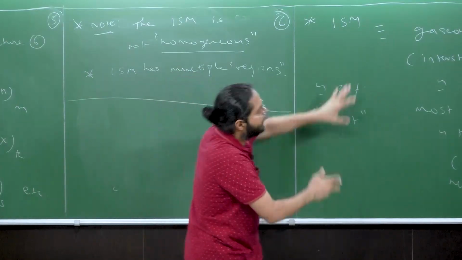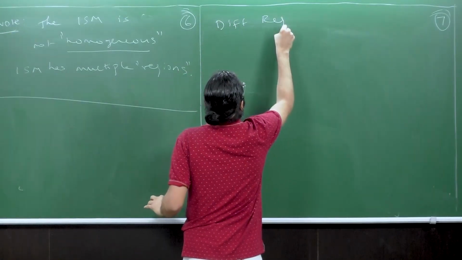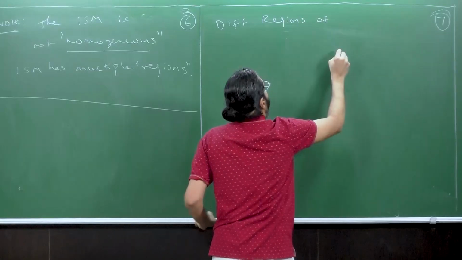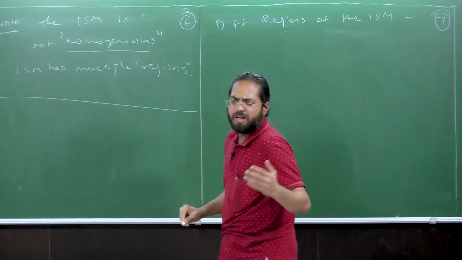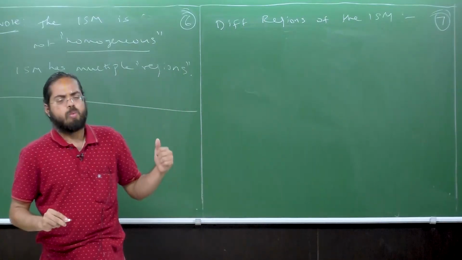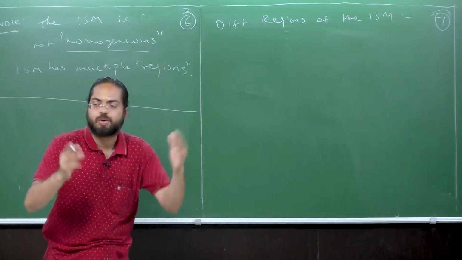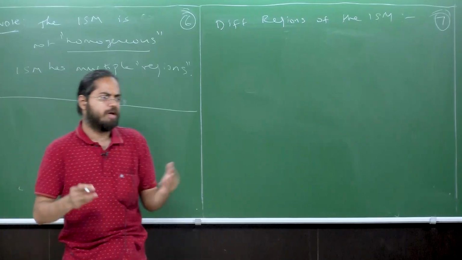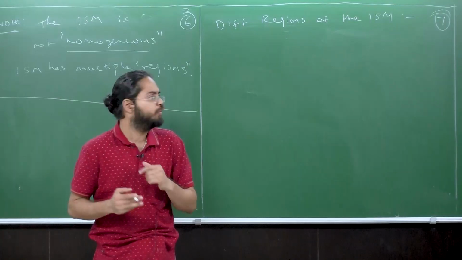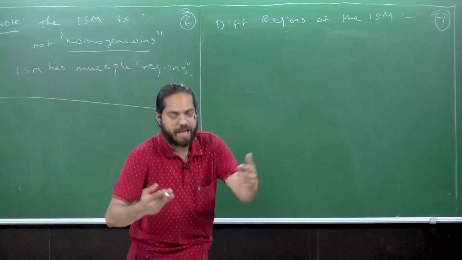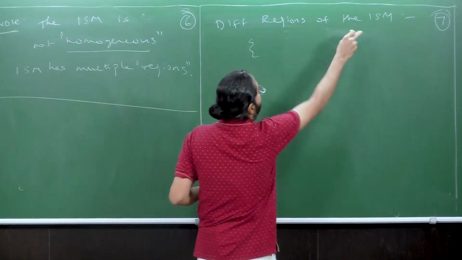I need the whole board, so I'll use it here. Different regions of the ISM. Well, so what exact different regions are there is actually going to depend on what galaxy you're talking about, right? Because in different galaxies, there could be different types of regions. Now, I'm going to illustrate to you using the example of our own Milky Way galaxy. In our galaxy, that is the Milky Way galaxy, what are the different regions of the ISM?